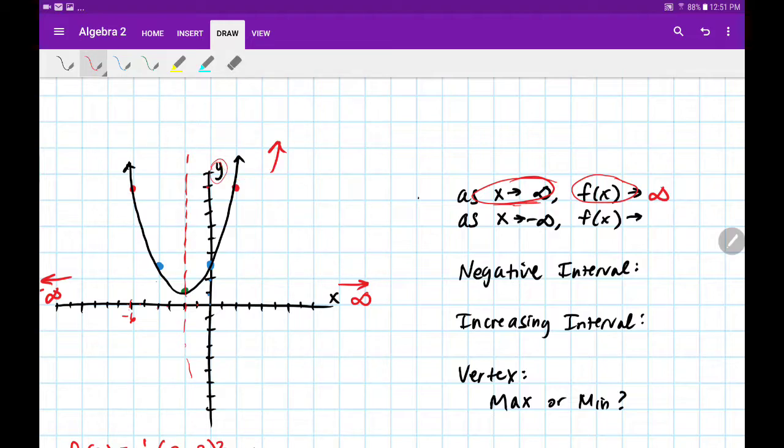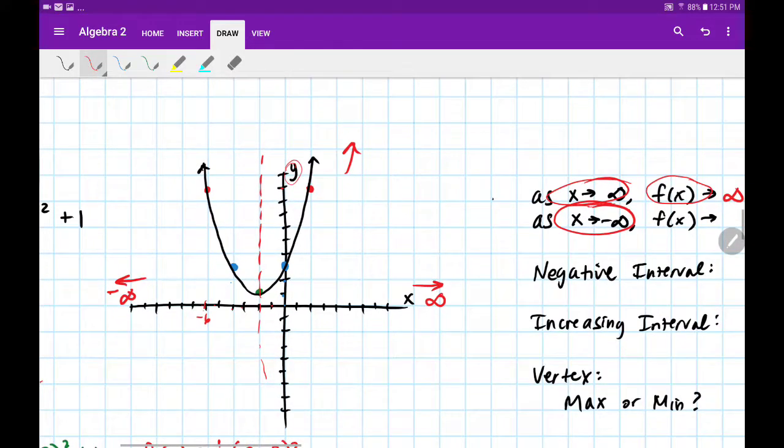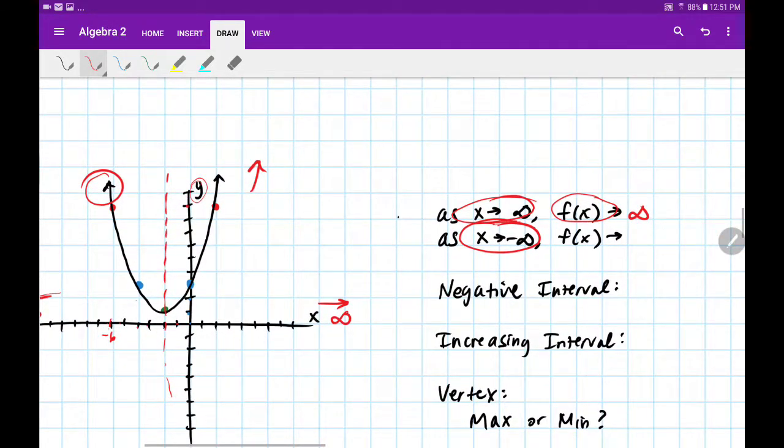And on the left side, when x approaches negative infinity, that's way over here. So I'm focused on this arrow. My graph is also going forever up. So my y is approaching positive infinity way up here.